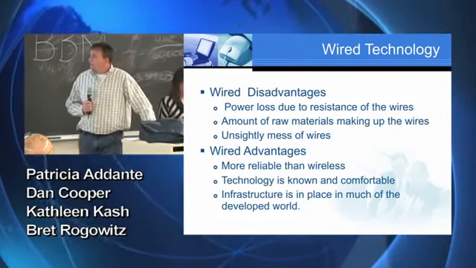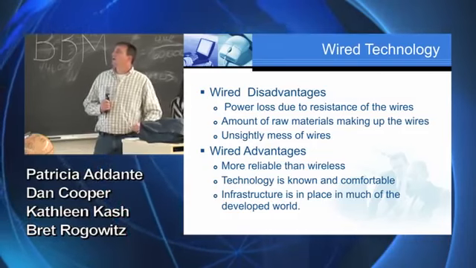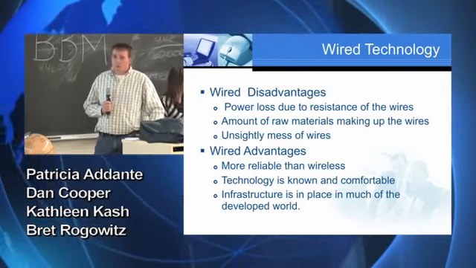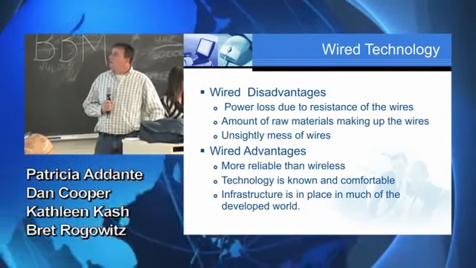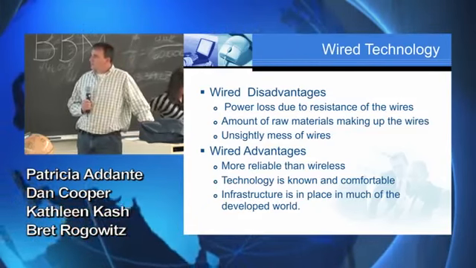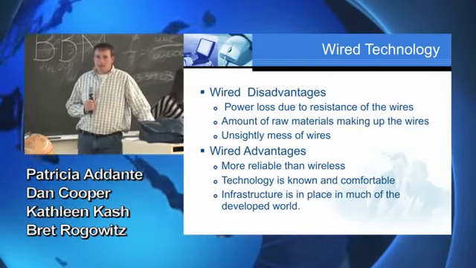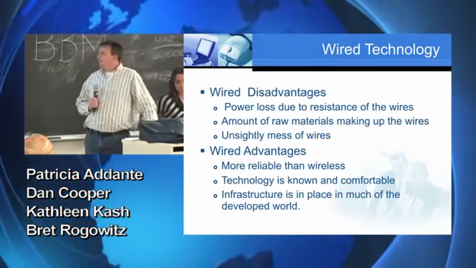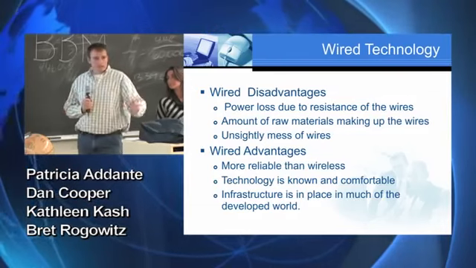We've got advantages and disadvantages of both wired and wireless technology. Some of the disadvantages are power loss because of the resistance of the wires themselves, and the amount of raw materials taken up by the wires. The power loss due to resistance is estimated at about 26%. The raw material is mainly copper. Copper supplies are dwindling in the world. And then you've got the unsightly mess of wires. You can see that in the classroom as well.